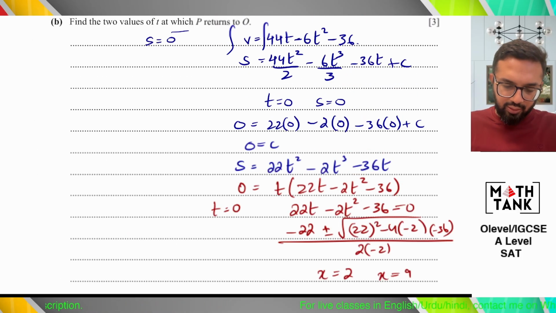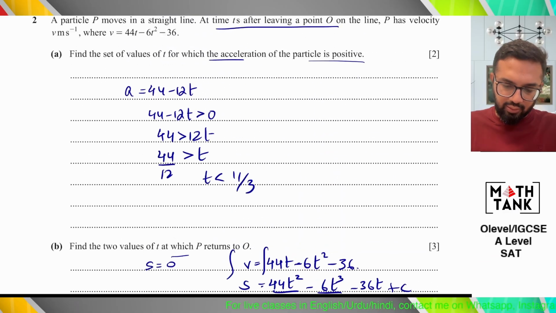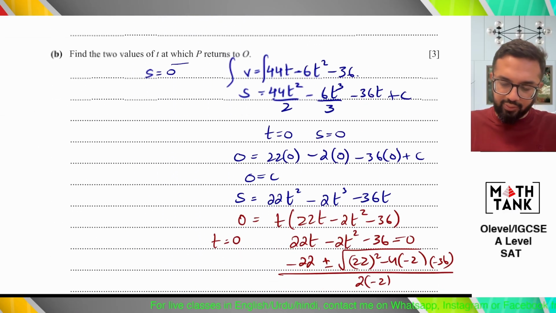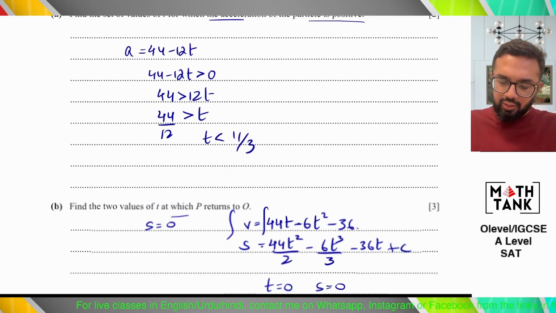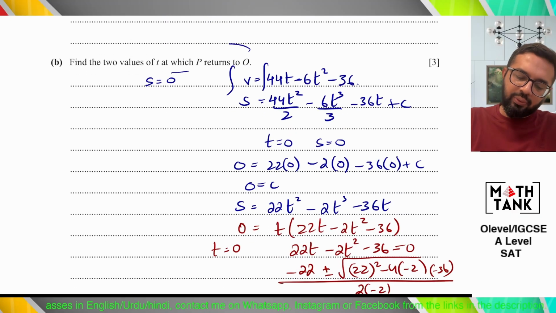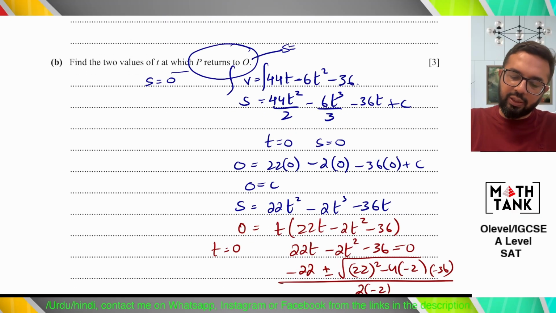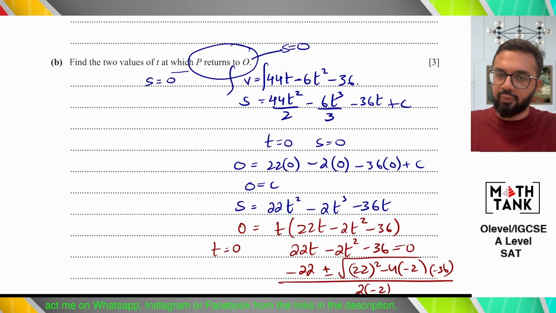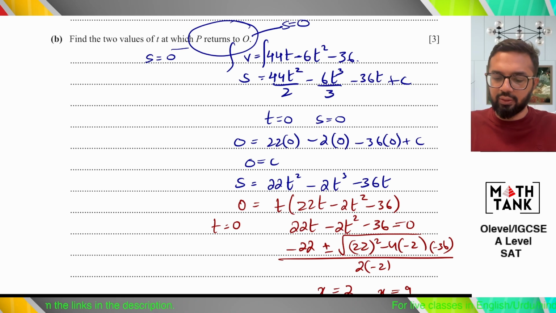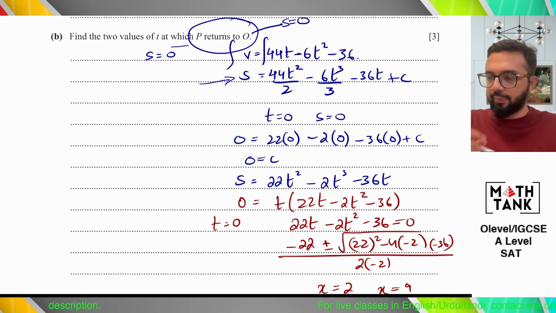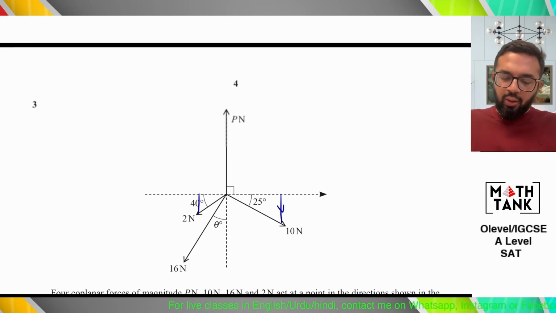Question 2b of which part? 2b of this paper. It says particle returns to O. You return to O when your displacement is 0. That's what I've tried to find out. So I've integrated the velocity function. Once I integrate the velocity function, I find the displacement function, and then I put in s equals 0.